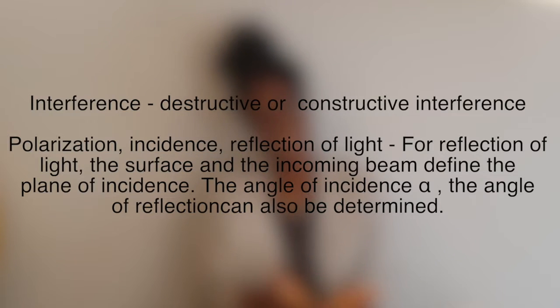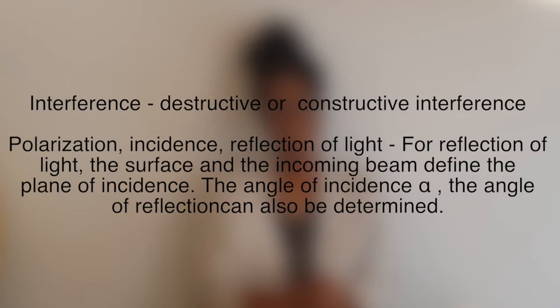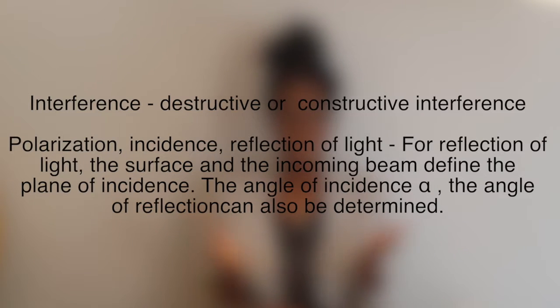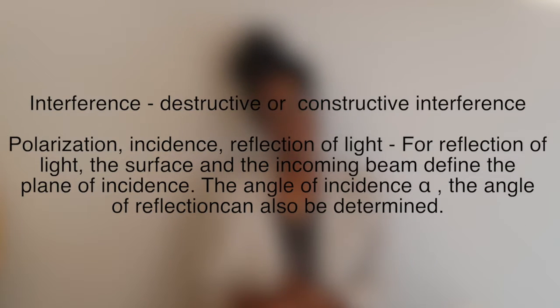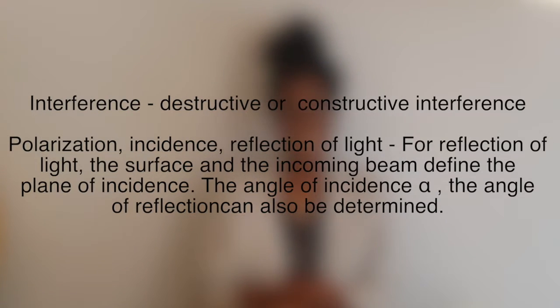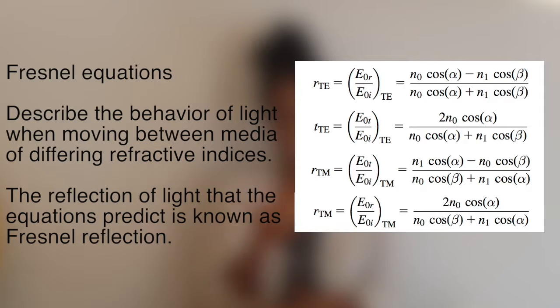In terms of polarization, incidence, and the reflection of light, the surface and the incoming beam define the plane of incidence, and that plane encompasses the incoming beam, the surface normal, and the reflected beam. From there, the angle of incidence as well as the angle of reflection can also be determined. Now, adding the different boundary conditions of this propagating light, you can also determine Fresnel's equation.